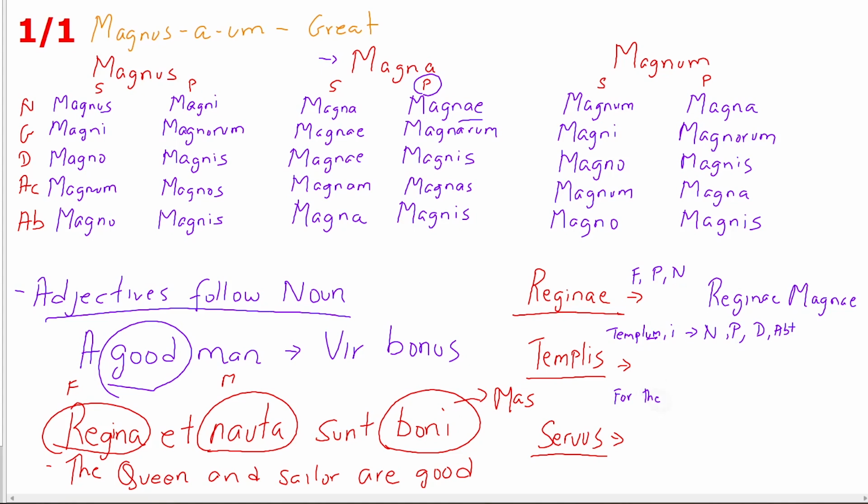So let's take, for example, I want to say for the great temples. How will this sentence come, or how will the adjective join here? It would be templis magnis.